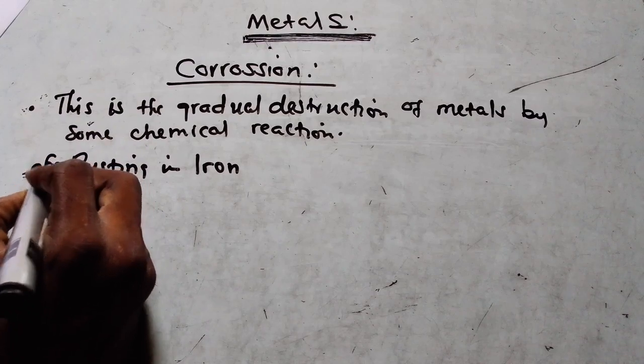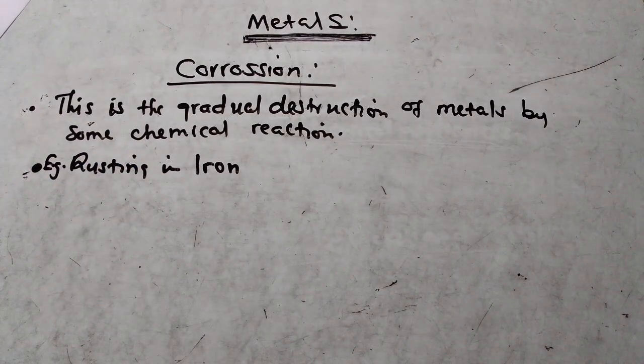Let me say, for example, the example of corrosion that we can give is just rusting in iron. Let's say we put iron just outside the house, then it rains. The rain water falls on the metal that you left outside. After some time, some rust is going to form on that iron or on that metal. That's what we call corrosion.